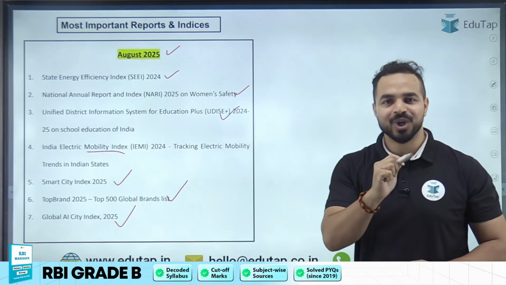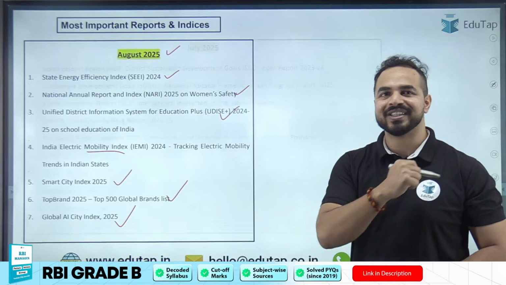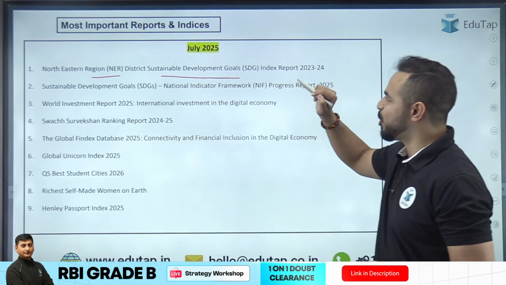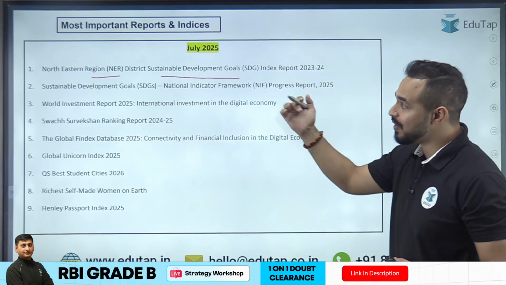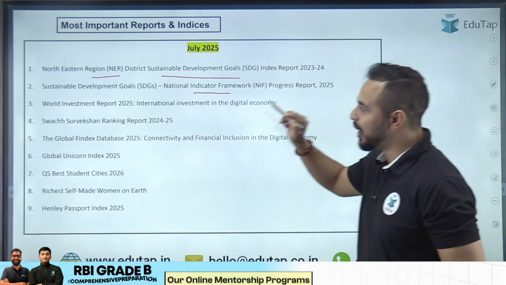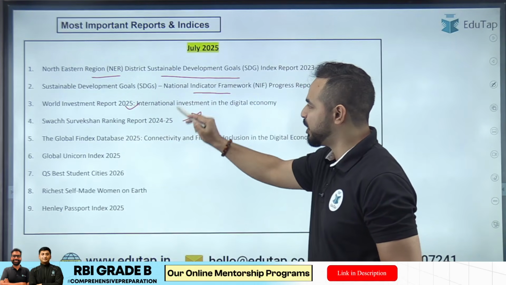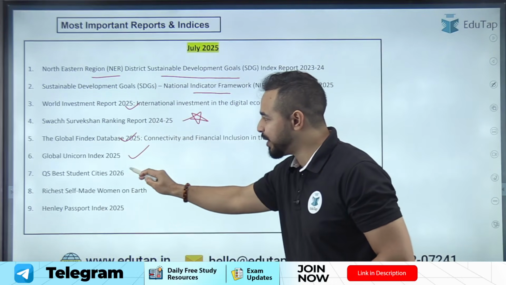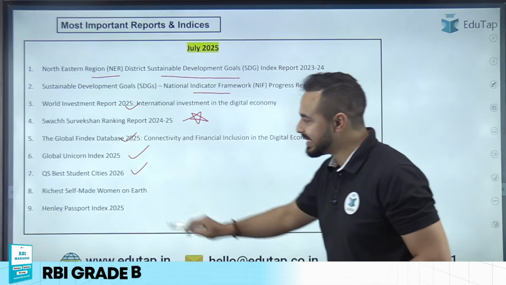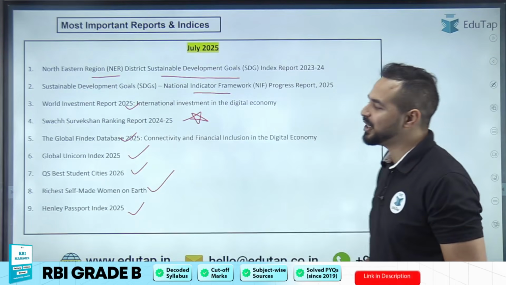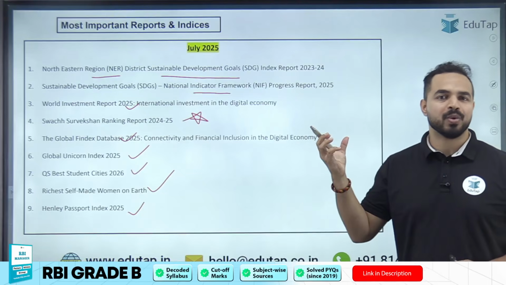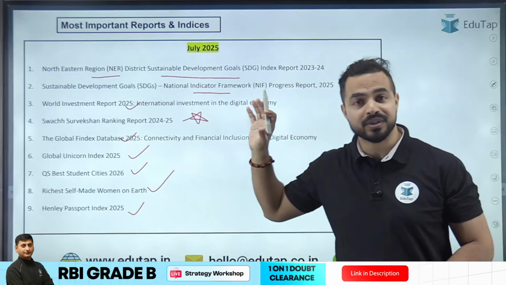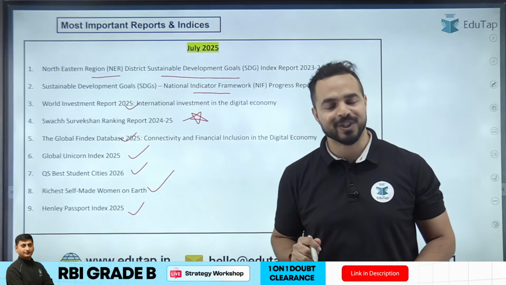So guys, these are the important reports which were released in the month of August 2025. Moving on to the previous month, that is July 2025. From here you have to cover Northeastern Region District Sustainable Development Goal Index Report 2324, Sustainable Development Goal National Indicator Framework, World Investment Report, Swachh Sarvekshan Ranking Report 2425, one of the most important reports, Global Findex Database, Global Unicorn Index, QS Best Student Cities 2026, Richest Self-Made Women on Earth, and Henley Passport Index 2025. So this is the list of the most important reports that you cannot miss while preparing the July month reports and indices for the upcoming RBI Grade B Officer Phase 1 examination.